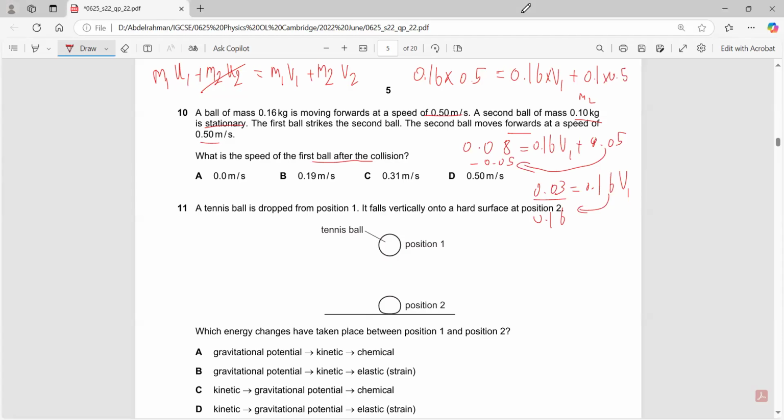0.03 divided by 0.16 is, yes, 0.19 meters per second. Okay.